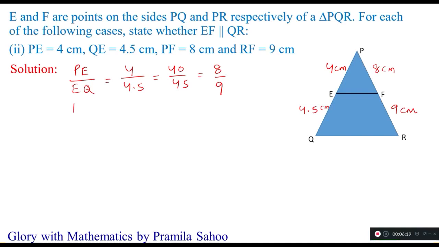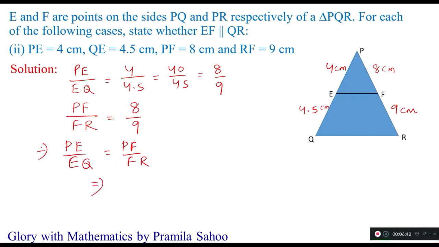Again you find PF by FR. So PF by FR is equal to 8 by 9. So the two ratios are equal. So this implies PE by EQ is equal to PF by FR. So this implies EF is parallel to QR by the converse of the basic proportionality theorem.